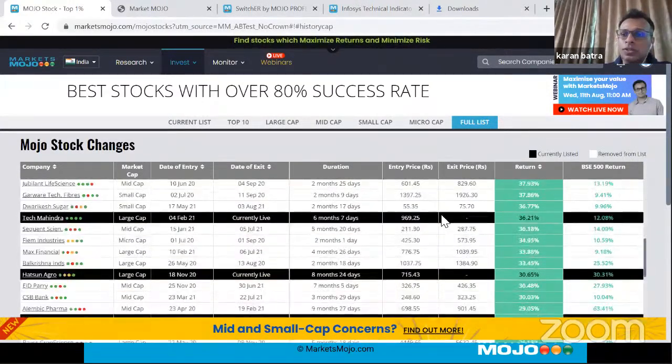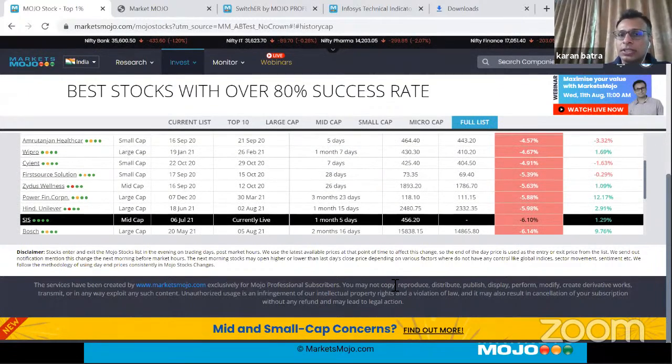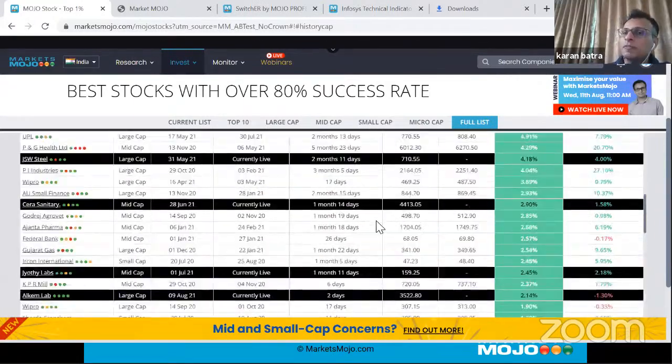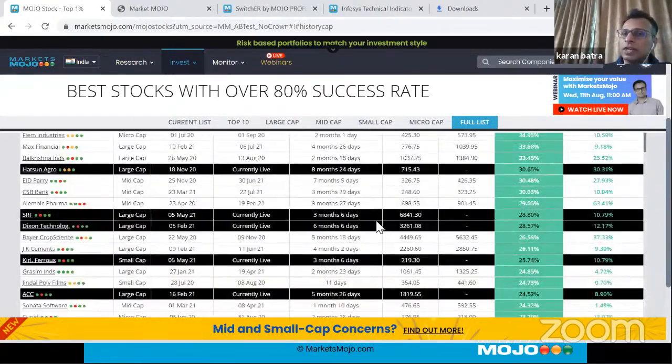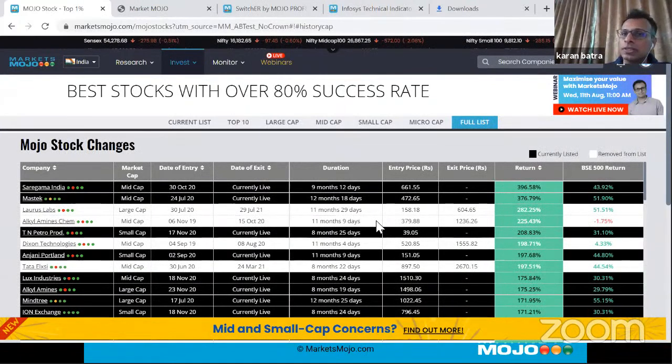If you go down, you will also see the ones which have not done well. So the maximum loss you see was RBL Bank at 18%. But the greens will far outweigh the reds, and the multiples of performance that the positives have given are much higher than the ones which are not. So this is the top 1% stocks.